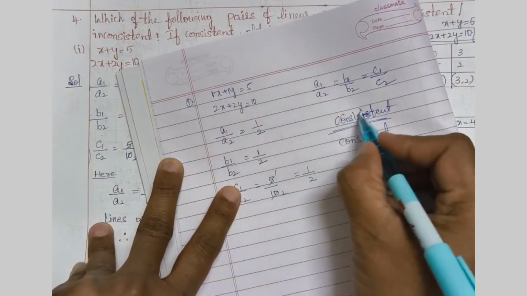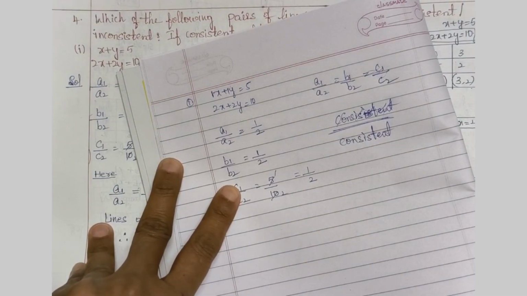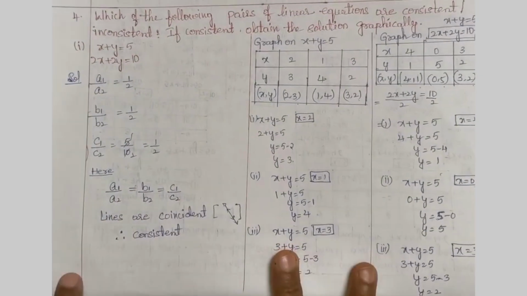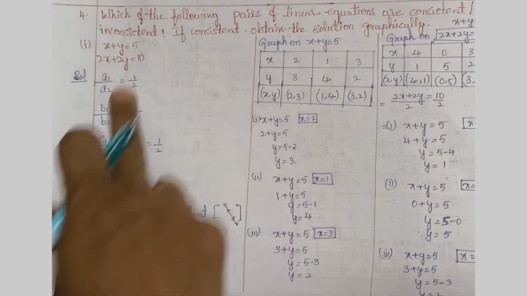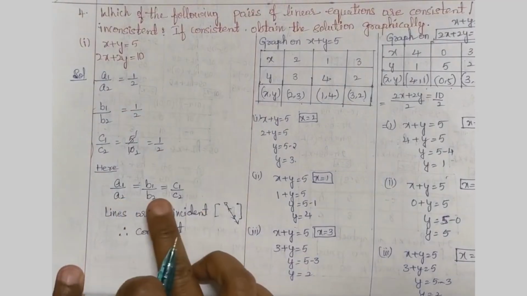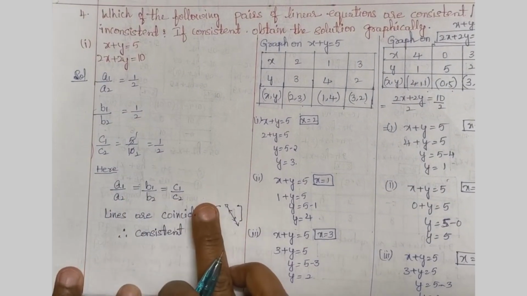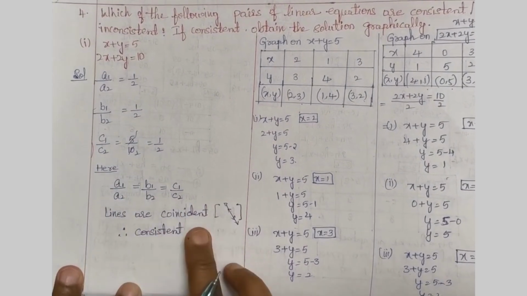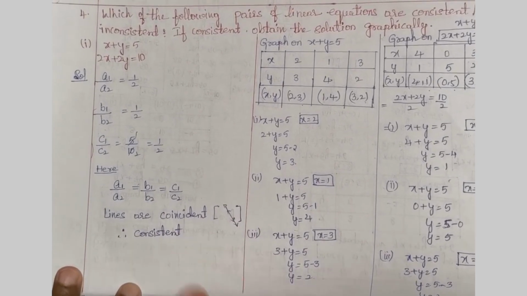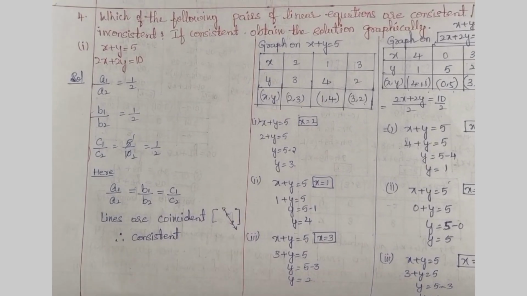Consistent means we will do the graph. Inconsistent means we don't want the graph. So here it is consistent, the lines overlap. All are 1 by 2, so A1 by A2 equal to B1 by B2 equal to C1 by C2. So the lines are coincident, which means consistent. Consistent means we will do the graph. Inconsistent means we don't want the graph.